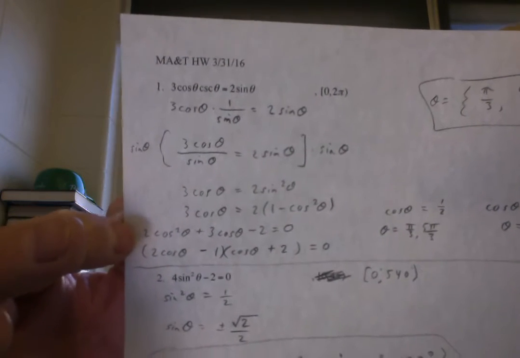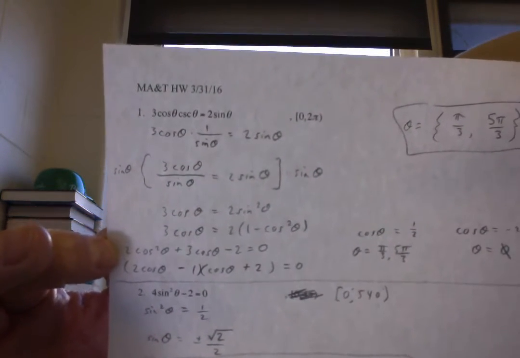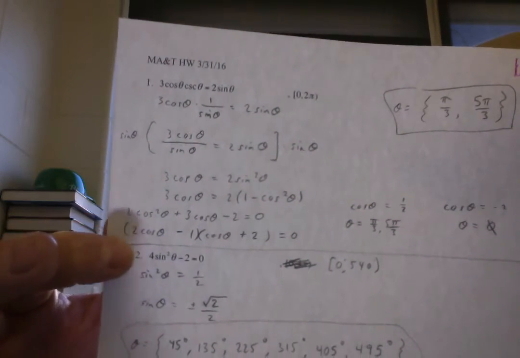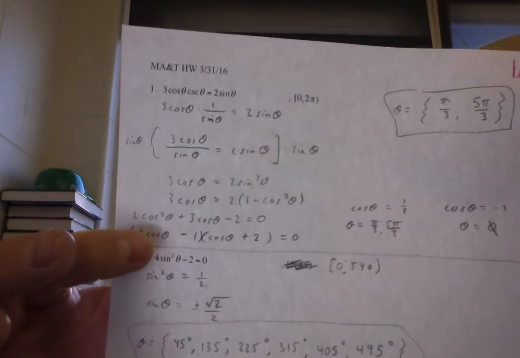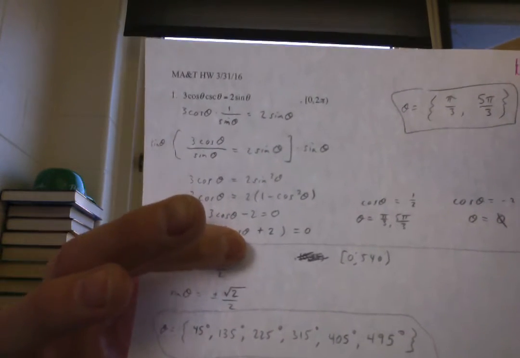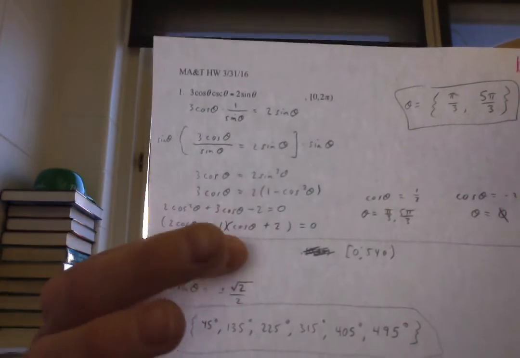Just to go back here, guys, from this point you might have used u substitution. Let u equal cosine theta, if that's a little more manageable for you, that's fine. I didn't do that. And now you have the problem factored. So you have 2 cosine minus 1 equals 0 or cosine plus 2 equals 0. That means that cosine is either positive 1/2 or negative 2.